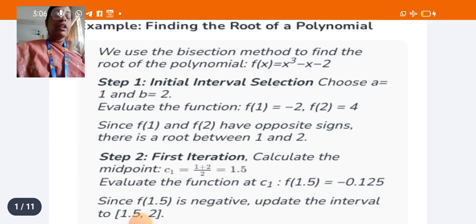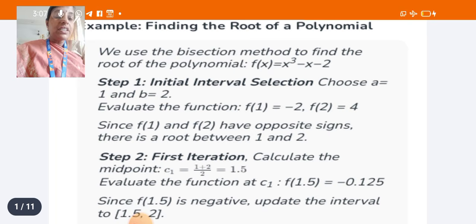Now we are going to see how to find the root of a polynomial using the bisection method. We use the bisection method to find the root of the polynomial f(x) = x³ − x − 2. For the initial interval selection, choose a and b as 1 and 2. Evaluate the function: f(1) = −2 and f(2) = 4. Since f(1) and f(2) have opposite signs, there is a root between 1 and 2.